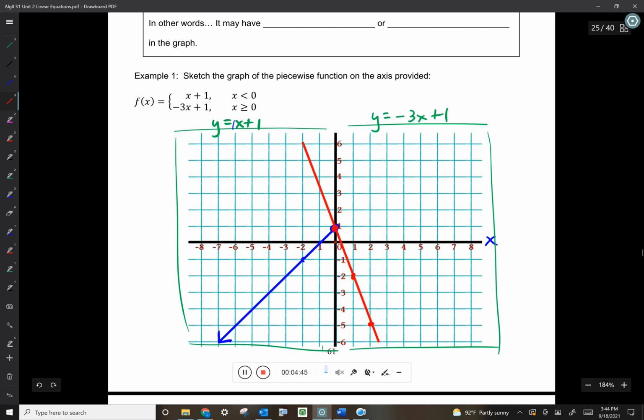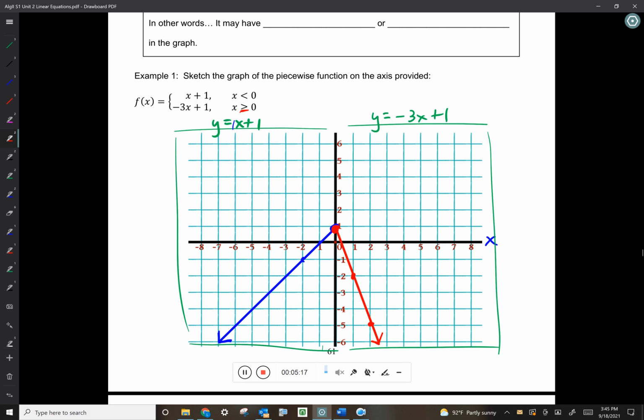But remember how we said we don't want the entire line. We only want the part that is over on the right. So I only want the part of the line that is over here on the right side. So I'm going to erase the left side of that line. And on this one, because there is the equal to right there, see how it says greater than or equal to, that means I do want that solid dot, even though in this case the solid dot filled in the open circle that was on the blue line.